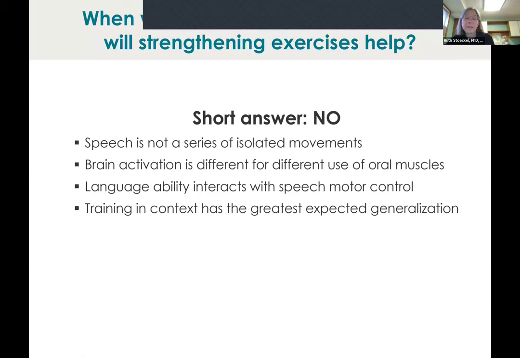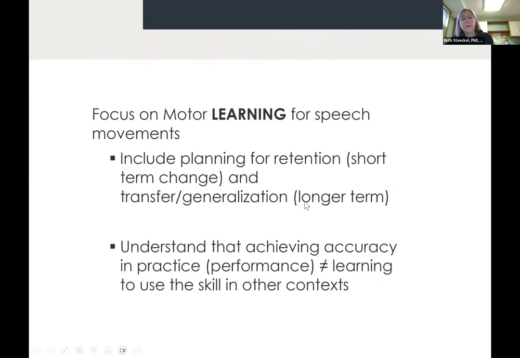We know that language ability affects speech motor control. The more complex your language is, the more likely you are to have some difficulty. You know, I've stumbled over a few words already trying to be formulating and producing linguistically complex sentences. So then training in context is the other thing. You know, we expect to learn to do something in the context that it is going to be used will have the most impact. So we're focusing on motor learning, thinking about movement patterns.